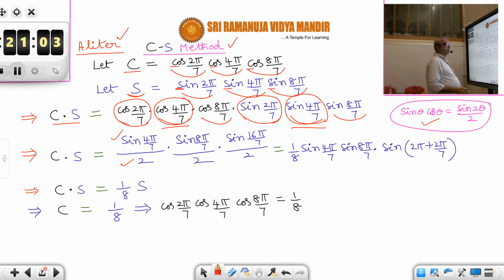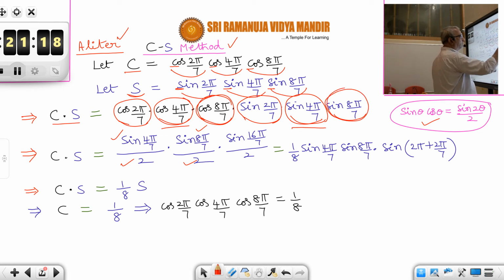Cos 4 pi by 7 into sin 4 pi by 7 is sin 8 pi by 7 by 2. Similarly, for the remaining one, cos 8 pi by 7 into sin 8 pi by 7 becomes sin 2 theta by 2, which means sin 16 pi by 7 by 2. So 1 by 2 into 2 into 2, so 1 by 8 you will get.